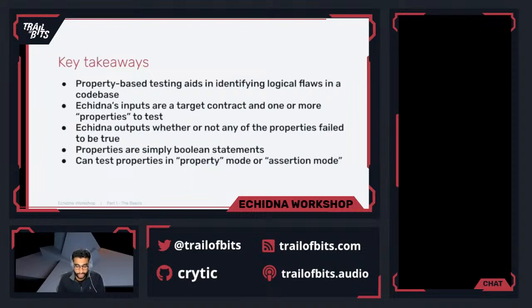Basically, you take English, you say total supply must always be greater than a user's balance, convert that into a Boolean statement, and that's a property. It's a truth. And you can test properties in property mode or assertion mode, and we'll talk more about assertion mode as well as property mode in the future workshops.